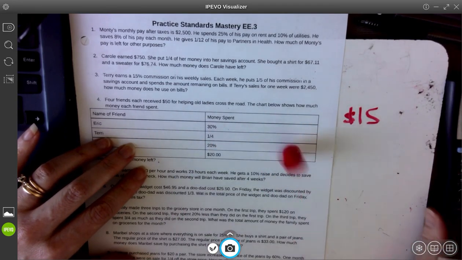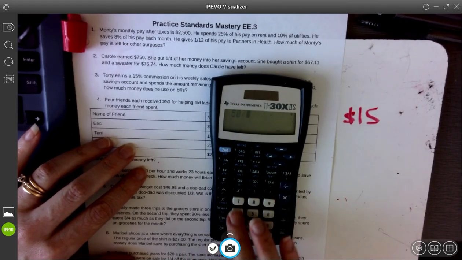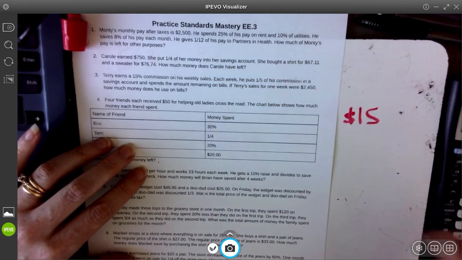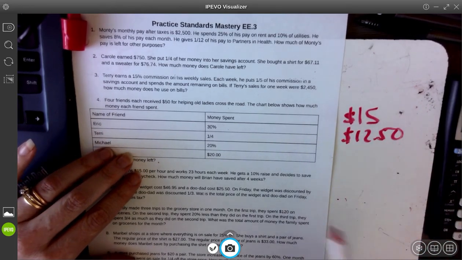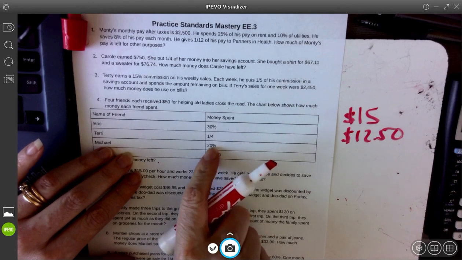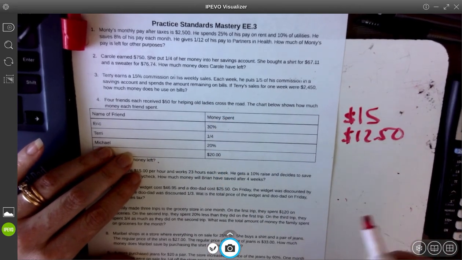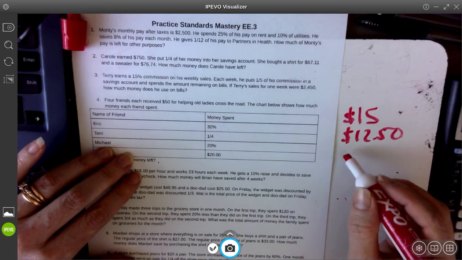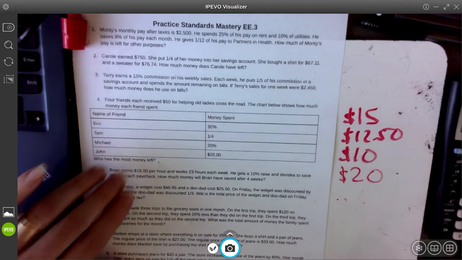Terry spent a quarter. So I break this up into quarters. So you can use a calculator for this one. 50 divided by 4 gives me $12.50. So $15, $12.50, 20%. Use the same method where I go 5 is 10% times 2 is $10. And then John spent $20.